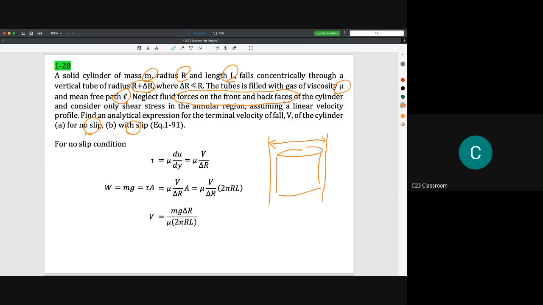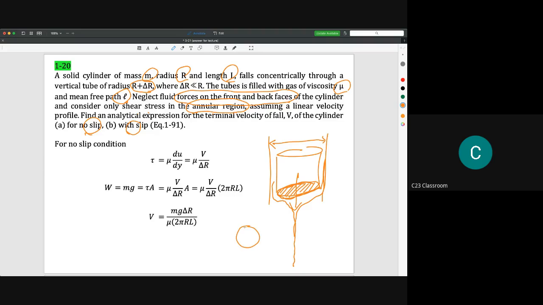The cylinder here will fall down like this, and the fluid will resist this falling cylinder, and for sure the front face will create a drag force. So please neglect the drag force in this situation. It is the idea of neglecting fluid force on the front and back faces of the cylinder. Consider only shear stress in the annular region. The annular region means the ring section.